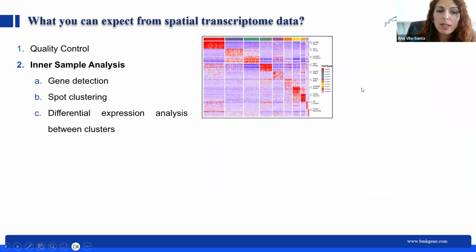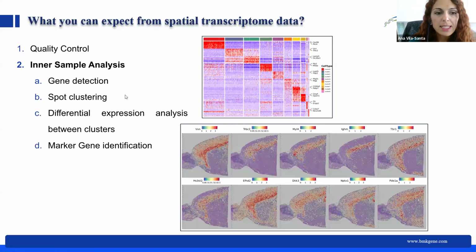Then we do an analysis of the differential expression between cluster genes. And this is what we can see here on the heat map, where basically each cluster has a number of genes that will have a significantly different expression in that cluster when compared to all the other clusters. And it is based on this that we can identify the marker genes.